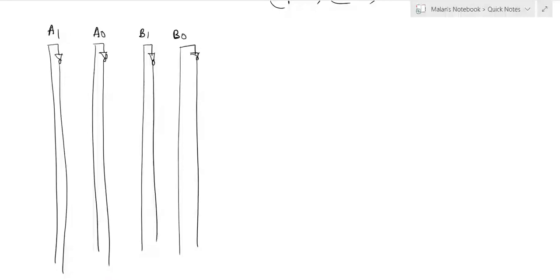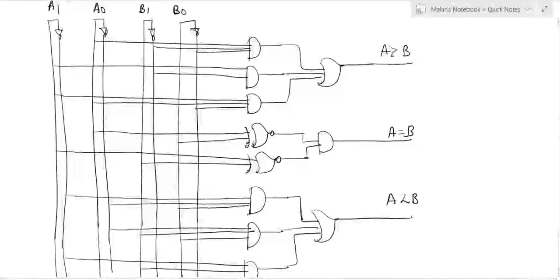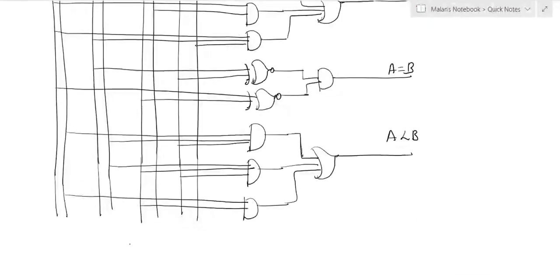Now for A greater than B, just a minute. This is the logic circuit of the 2-bit comparator.